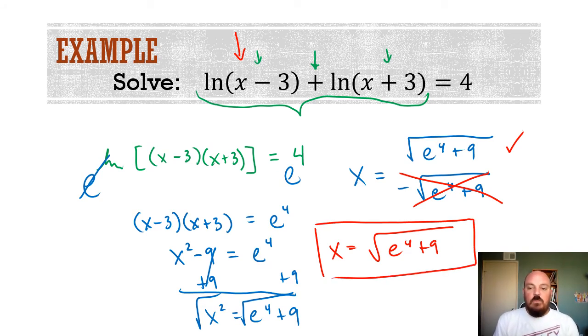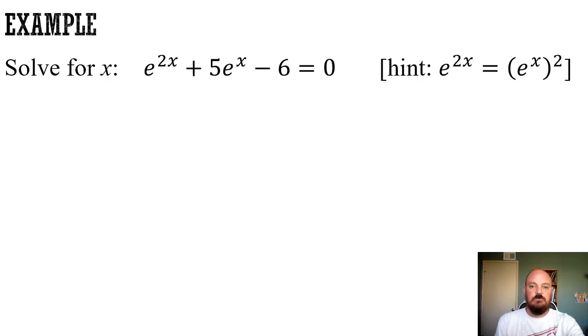All right, there's one last question I want to go over with you. There's no notes for it. It's a very unique, interesting question, though. I want to show it to you, and I give you a little hint to go with it. It says solve for x, and you have e to the 2x plus 5e to the x minus 6 equals 0. Now, when you look at it, you're like, e to the 2x, e to the x, that looks confusing.